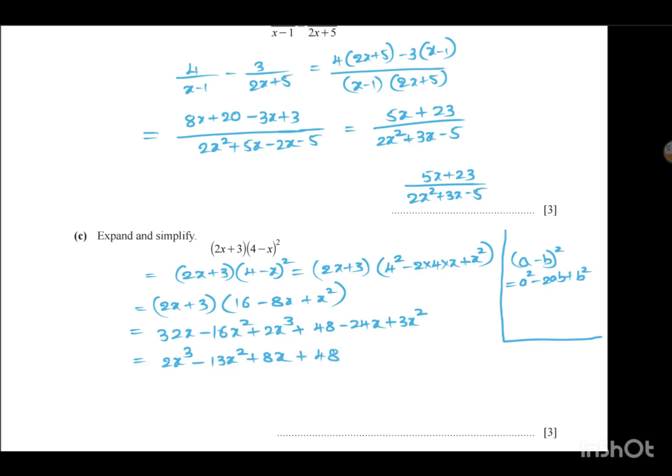So this is the answer. Expand and simplify. So this is the answer for the given question. 2x cube minus 13x square plus 8x plus 48.